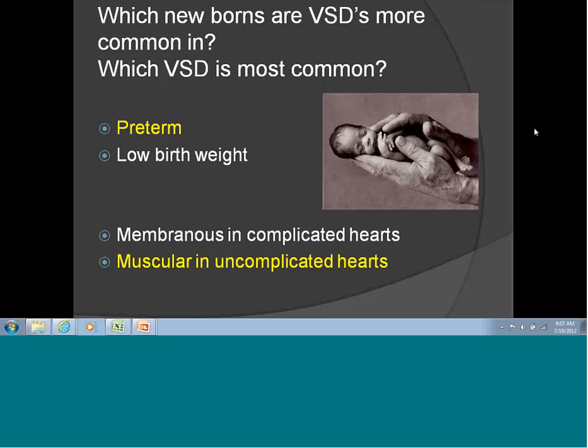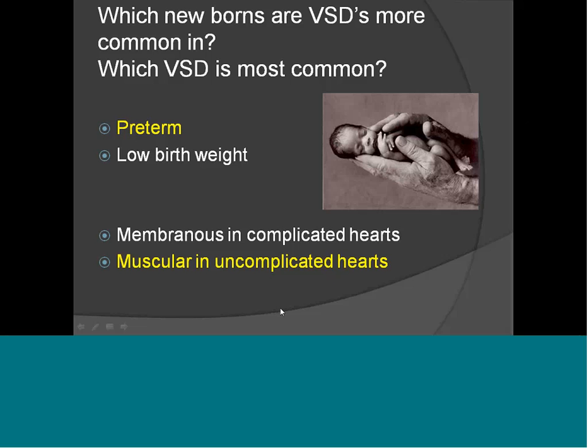When you talk about an uncomplicated heart, that means a heart in which the VSD is the only CHD, so muscular VSD. But when you take complicated hearts, like tetralogy of Fallot, truncus, and you combine all that together, then membranous type of VSDs is obviously the most common one. But isolated VSD, most common would be the muscular one. Okay? All clear on that one? We'll move on to the next question.